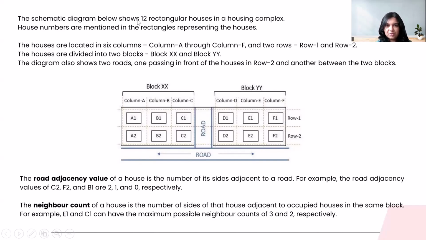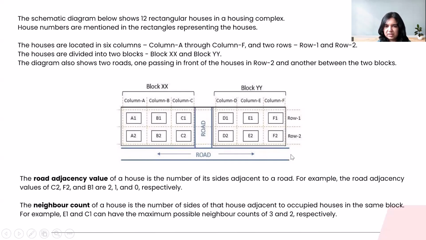The schematic diagram below shows 12 rectangular houses in a housing complex. House numbers are mentioned in the rectangles representing the houses. If we take a look at the diagram that is provided to us, there are 12 rectangular houses. We have A1, B1, C1, D1, E1, F1, and likewise in row 2 as well. All of these are rectangular and they represent houses.